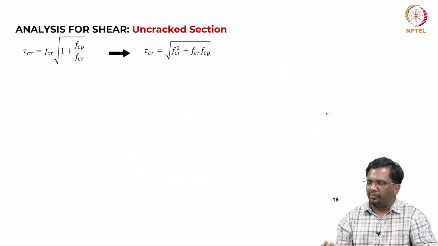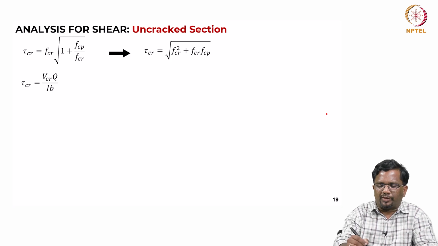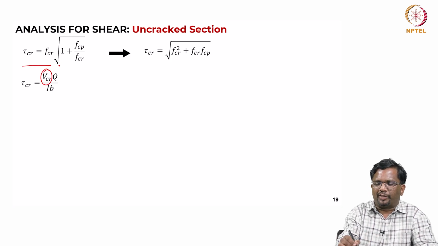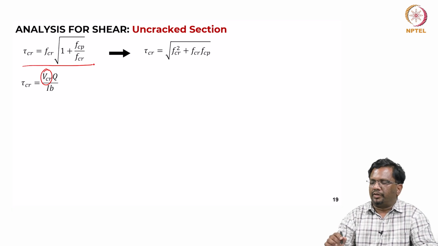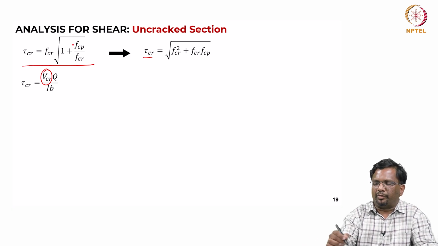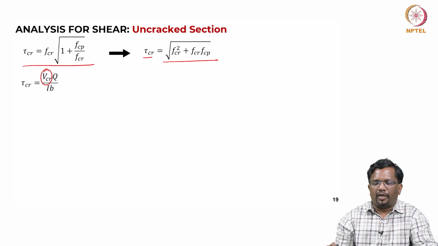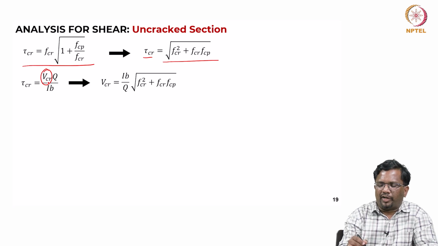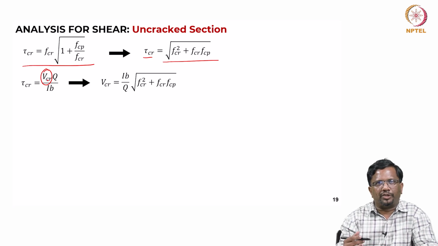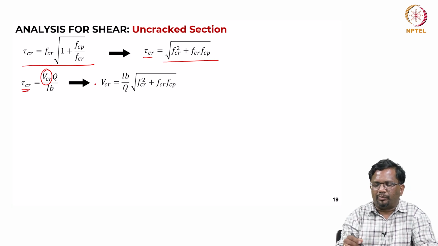Now, let us see. So, that is what we said, okay. So, now let us see, we can find out an expression for this VCR. Now, the same expression only. Now, again we are trying to simplify it, right. So, if you do that, tau CR can be simplified in this form of square root of FCR square plus FCR into FCP, and we know the shear is VQ by IB. So, I want to express this VCR equation. So, VCR can be expressed in terms of tau CR into IB by Q, right.